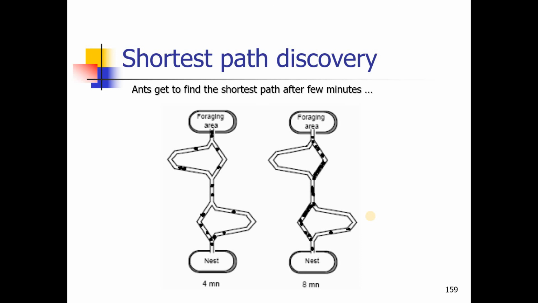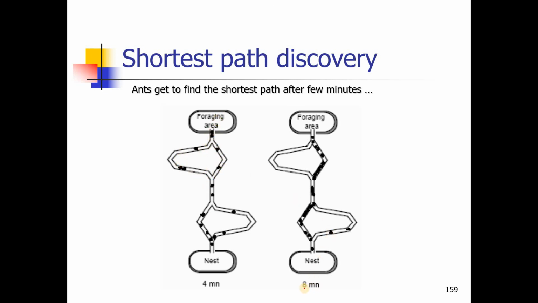So ants get to find the shortest path after a few minutes. For example, let's say this is the nest of the ant, and this is some area where there is some food. When they are beginning, after 4 minutes of their beginning, they are trying different paths. They don't know, they are even choosing some longer paths, some shorter paths, and they are trying.